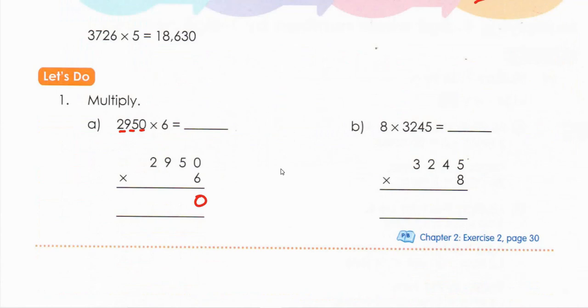Similarly you do this, 2950 into 6. 6 zeros are 0. 6 5s are 30, write 0 and carry 3. 6 9s are 54, 54 plus 3 is 57. 6 2s are 12, plus 5 is 17. Coming back to this, 8 5s are 40, write 0 carry 4. 8 4s are 32 plus 4, 36. 8 2s are 16 plus 3, that is 19. 8 3s are 24 plus 1, 25.